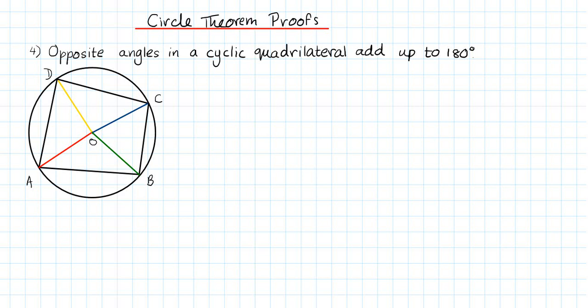Assalamu alaikum everyone. This is the fourth video on circle theorem proofs, and in this video we're going to prove that opposite angles in a cyclic quadrilateral add up to 180 degrees.